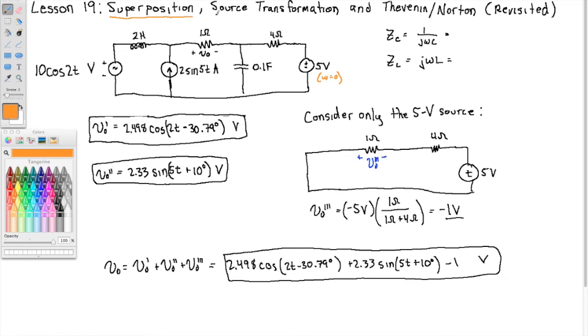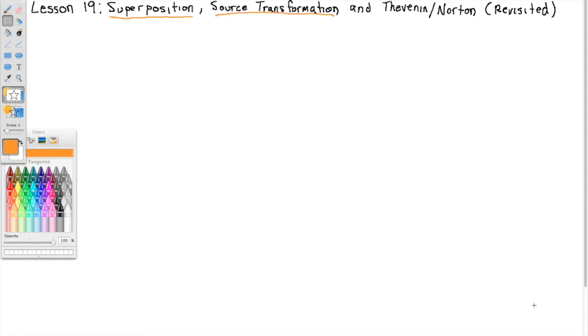Okay, now we're going to move on to source transformation. So I'm going to erase the circuit and the work. Again, feel free to pause the video if you need to.